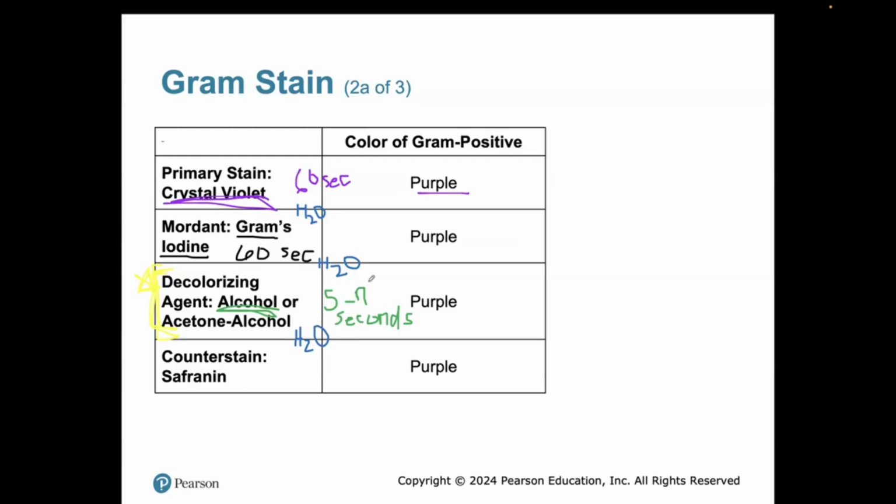1, 2, 3, 4, 5, rinse with water, 6, 7. By the time you reach 7, you'll already be in the process of getting the alcohol off.